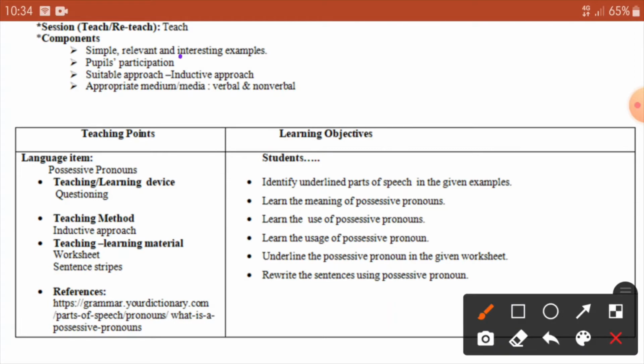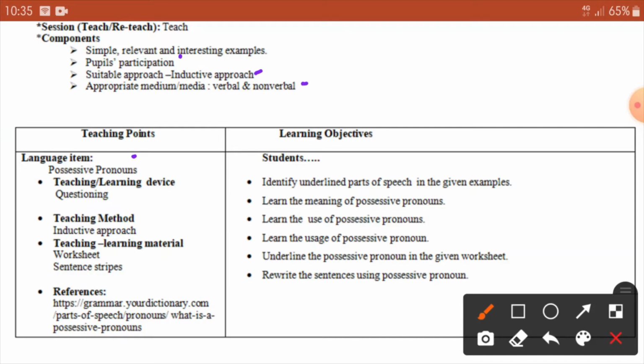Then the suitable approach: inductive, deductive, whatever approach you want to write, you can write it here. This episode is based on the inductive-deductive approach, so that can be modified here. Then appropriate media or teaching learning material, verbal or non-verbal, can be mentioned. Among the teaching points you have to write the language item, that is possessive pronoun, my topic. Then the teaching learning device: I am using questioning in most places as I am involving the students. That point can also be removed from the teaching points, as it is not required here.